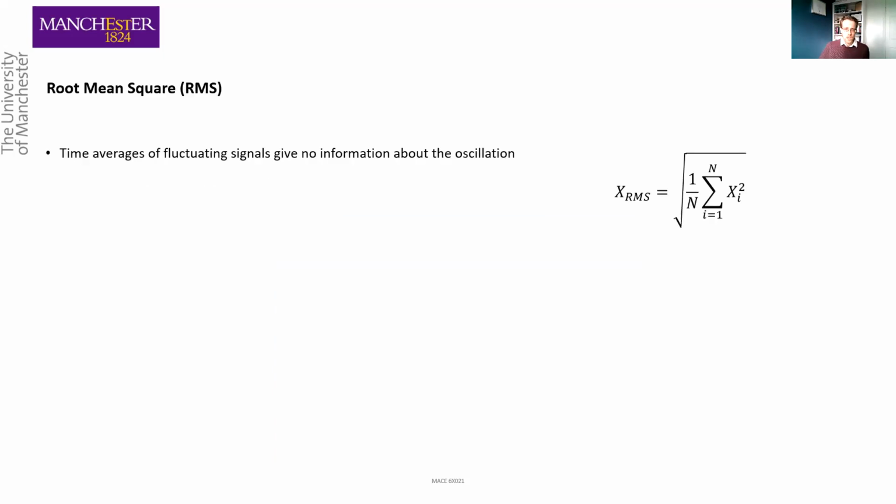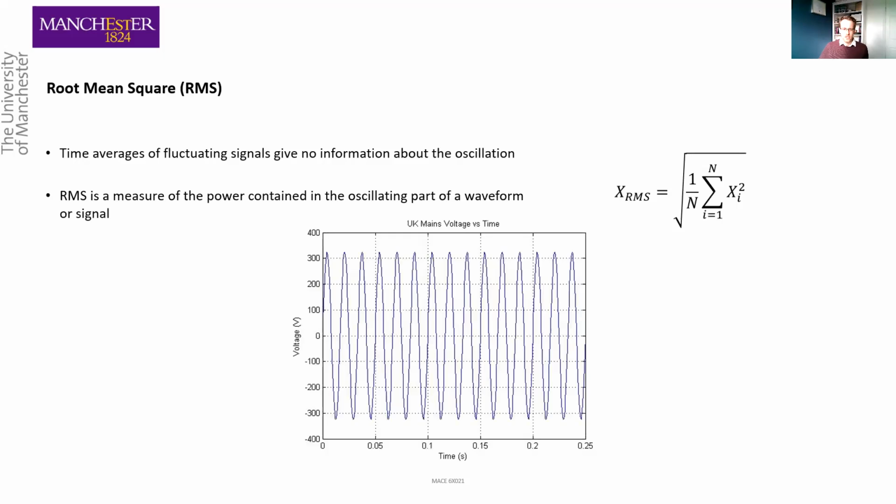So we do have alternative methods of analysing signals like this. One of them is called the root mean square. The root mean square involves squaring our data, calculating the average square, and then square rooting that. What this tells us is some information about how much oscillation there is, what the power of that oscillation is. So this is the waveform of the UK mains signal, and the RMS of this is 230 volts.